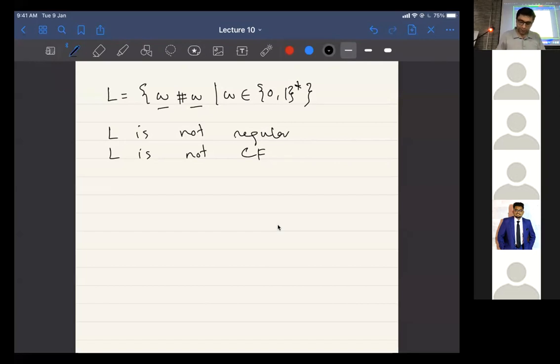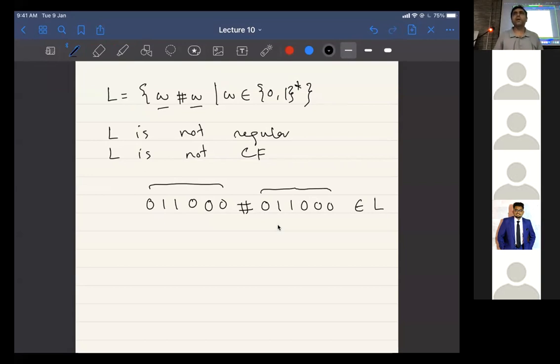Imagine there's a string which is 0, 1, 1, 0, 0, 0, hash, 0, 1, 1, 0, 0, 0. Does this string belong to the language L? Yes or no? The answer is yes, because if you consider the part of the string before the hash sign, it's a string over 0 and 1, just some bunch of zeros and ones. And after this hash sign, it is exactly the same string that we read before the hash sign. So this string is in language L. This language is not regular, this language is not context-free, but we can recognize or accept this language using a Turing machine.